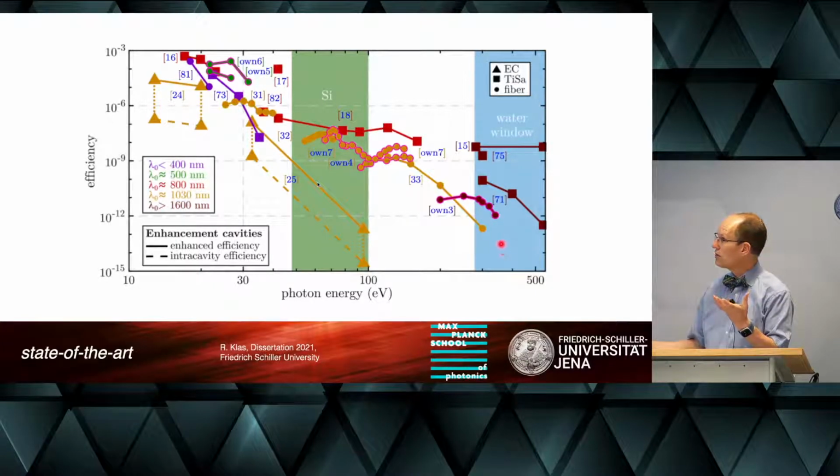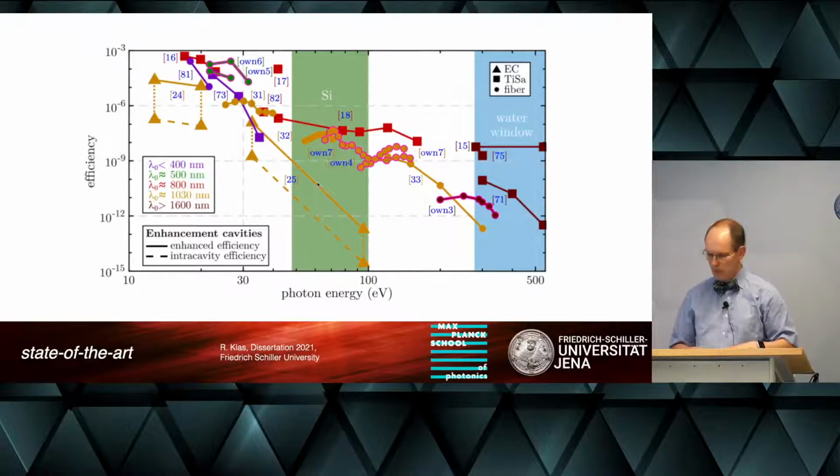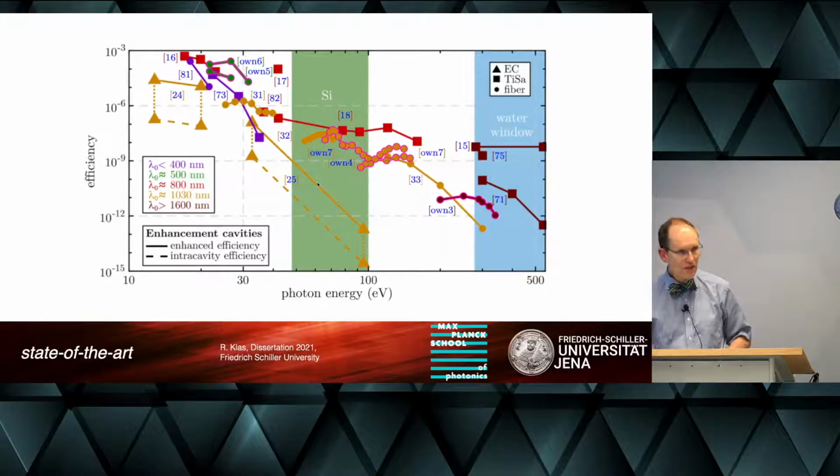Of course, this is also the reason why high harmonic generation in this window is interesting. The efficiencies are not very high, on the order of 10 to the -9 so far. And it can be traced back to what we have done today, and of course in the previous lectures.